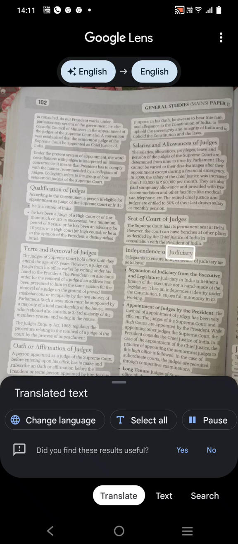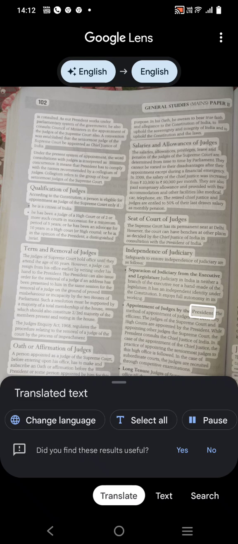Independence of judiciary. Safeguards to ensure independence of judiciary are as follows. Separation of judiciary from the executive and legislature. Judiciary in India is neither a branch of the executive nor a handmaid of the legislature. It has an independent identity under the Constitution. It enjoys full autonomy in its working.